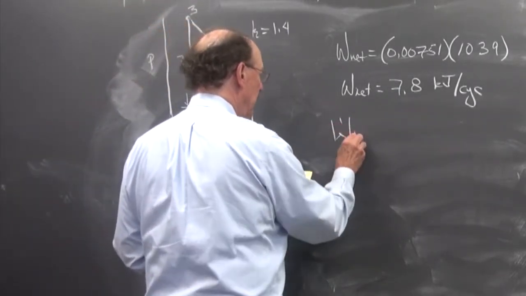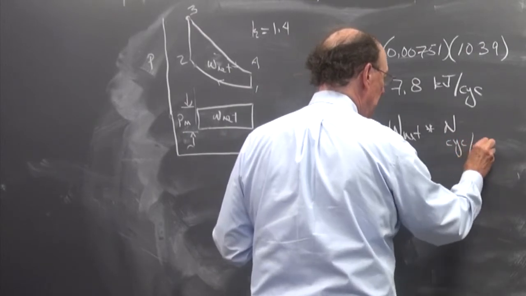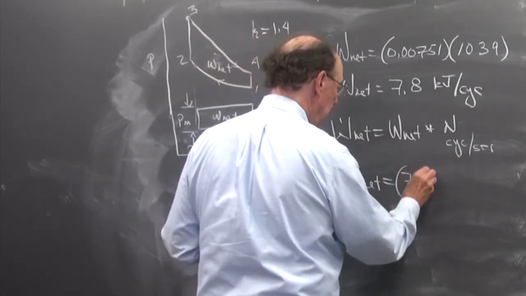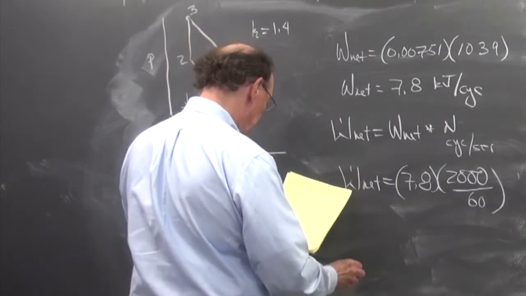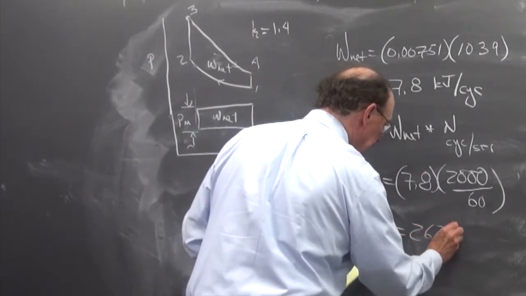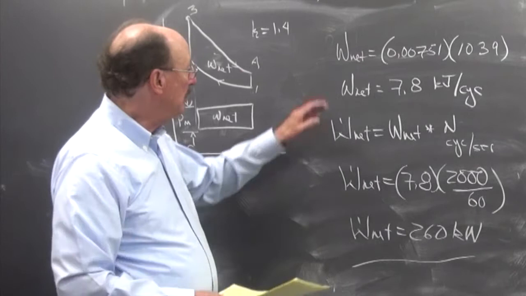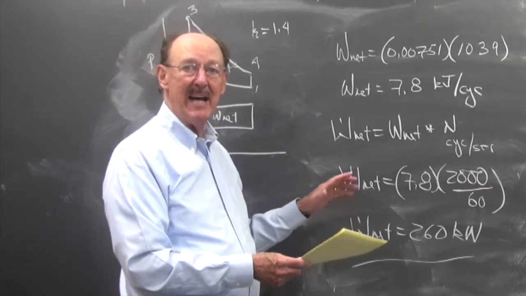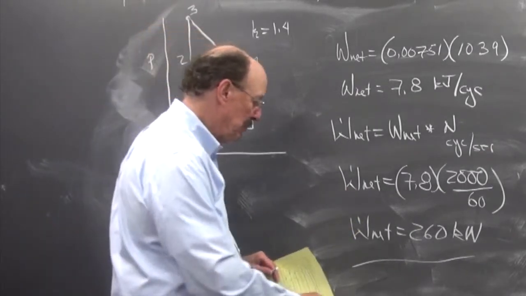So W dot net is W net times N cycles per second. We have 7.8 times 2,000 over 60, 60 seconds per minute, and we end up with that W dot net is equal to 260 kW. So that gives me what the power is. Okay. So when I looked at this, we take the actual engine size. The actual engine size enables us to find the mass of air that we would have in there, and then we move from a unit mass basis to a total basis, and that's what we're looking at.